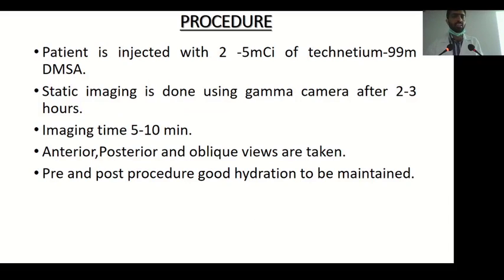Procedure: patient is injected with 2 to 5 mCi of technetium-99m DMSA. Static imaging is done using gamma camera after 2 to 3 hours. Imaging time is 5 to 10 minutes. Anterior, oblique, and posterior oblique views are taken. It should be kept in mind that pre and post procedure good hydration should be maintained.